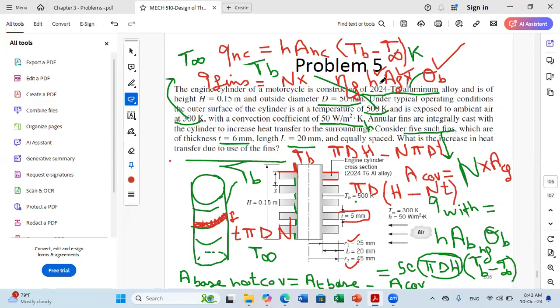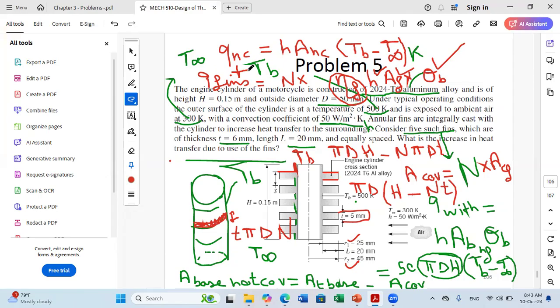And then what is still missing is the efficiency of the fin. And we get it graphically. We get this value graphically like in the previous problem, okay? And once we calculate Q not covered and Q fins, Q total will be the summation of both, okay? This is the first method to calculate Q total.